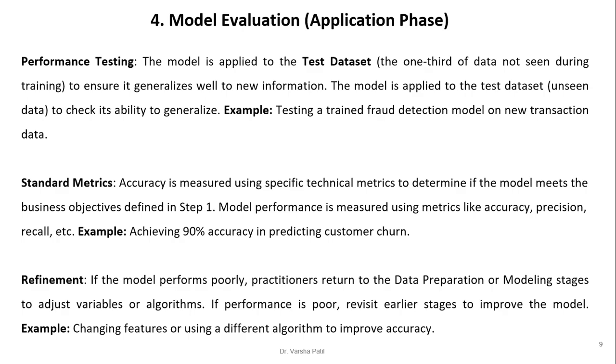Next is model evaluation, performance testing. The model is applied to the test data set, that is the 1/3 of the data set that is not seen during the training, to ensure it generalizes well to new information and to check its ability to generalize. Standard metrics: accuracy is measured using specific technical methods to determine if the model meets a business objective defined in step 1. Different metrics are there, like accuracy, precision, recall. Achieving 90% accuracy in predicting customer churn is a good standard or good achievement in the model.